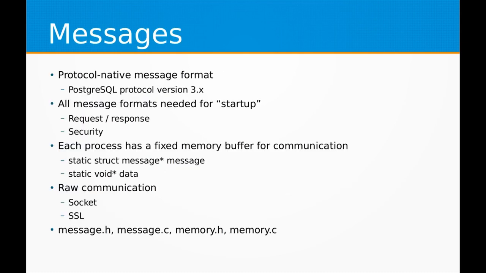For all of this to work, we need to be able to communicate with both clients and Postgres itself using version 3 of the Postgres protocol. pgagroal needs all message types during startup and when authenticating using the different authentication mechanisms. Each process has a fixed memory buffer which is used for communication. This means that we can allocate it in a static variable. The actual communication is done through an API that supports socket-based communication or SSL-based communication.